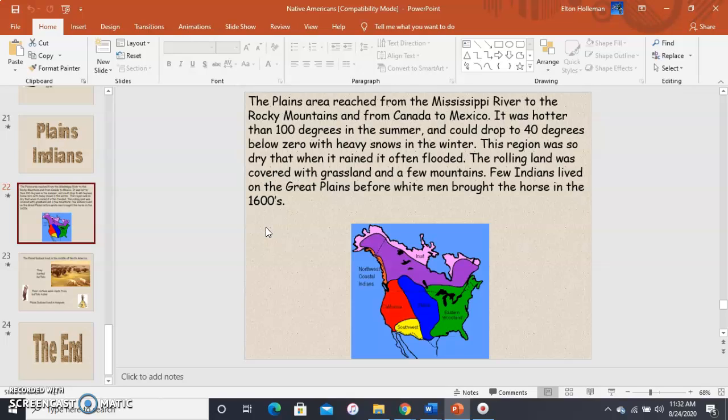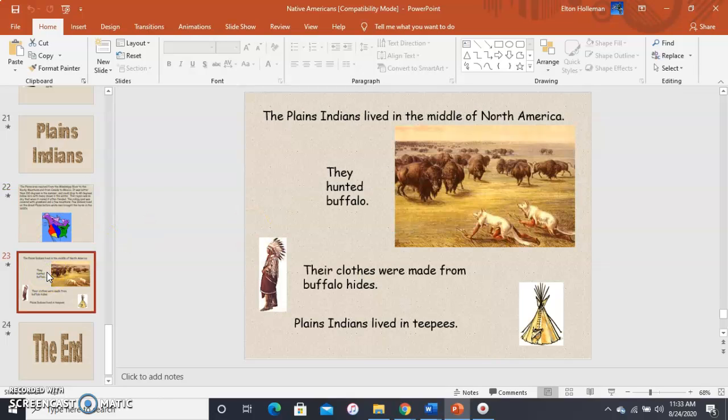Few Indians lived on the Great Plains before the white man brought horses in the 1600s. Cortez was the first one in 1521, really 1519, to bring the horses over to North America. And from there, the horses spread out. But by the time it gets to the Great Plains, it's the late 1500s. And this is where tribes really start moving into the area. That would be like the Cheyenne, the Sioux, the Crow. Those are just some of the tribes that moved into the area.